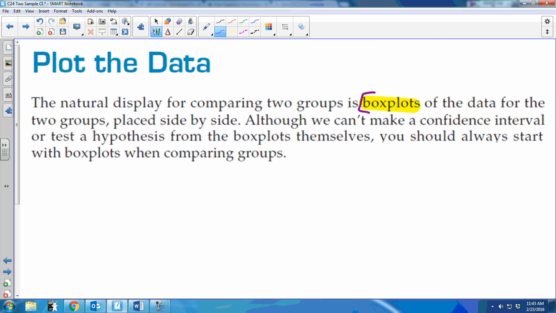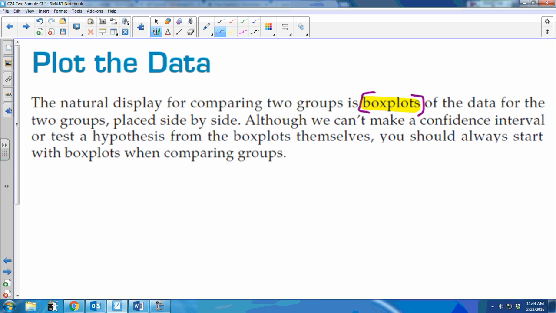Box plots are awesome to compare 2 groups of data. Why are box plots better to use for comparison? I think Jacob was on the right track. You can put them side by side. You can see them, right?